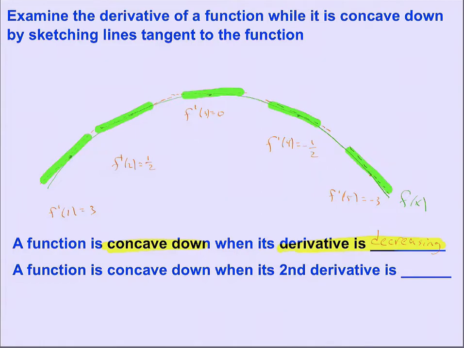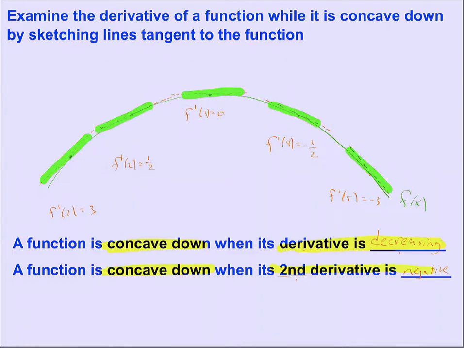There's another way we can say really the exact same thing. If the derivative is decreasing, we've said many times this year that any function is decreasing when its rate of change is negative. That's what it means for a function to be decreasing. Its rate of change is bringing it down. Well, the rate of change of the derivative is what we call the second derivative. So a function is concave down when its derivative is decreasing, and derivative decreasing means that the derivative of the derivative is negative. So a function is also concave down when its second derivative is negative.